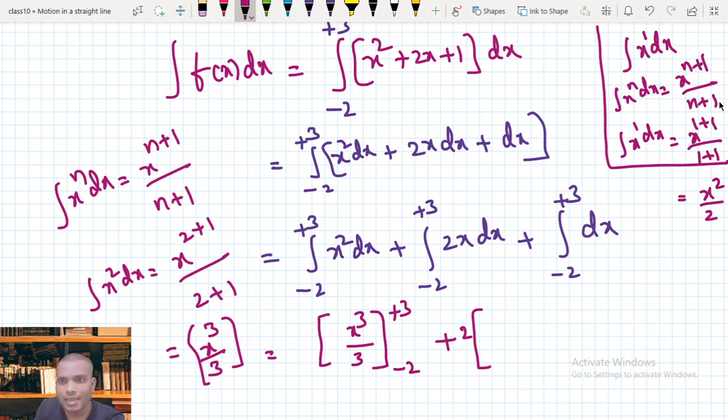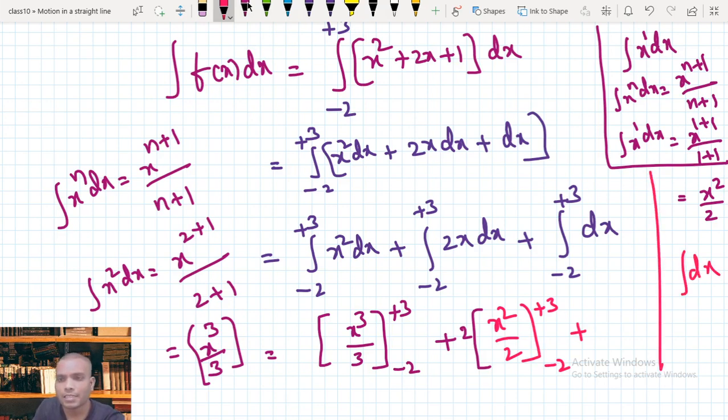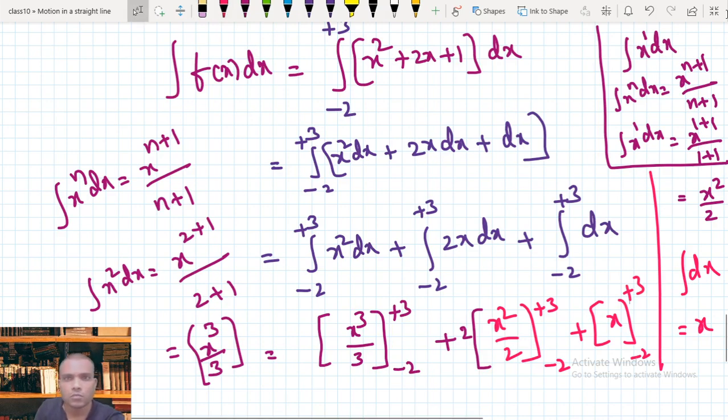So I got the integral of x dx, the value x square by 2, keeping the limits minus 2 to plus 3. And for the last one, integral dx. We know the formula for integral dx. As I said, differentiation and integration are opposite operations, so they cancel and we end up with x. So that value goes to x with the limits -2 to plus 3. I hope this much is clear to you all.